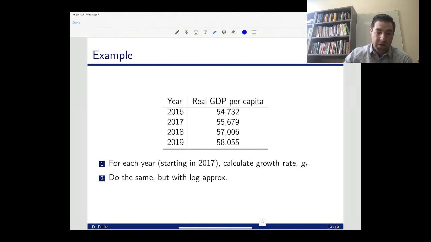All right, then we'll have one more video in this section where we talk about what we look at when we're measuring business cycles versus economic growth.